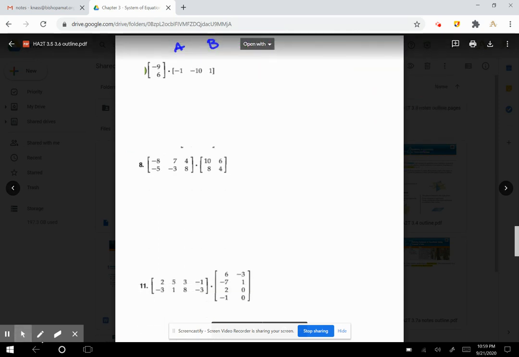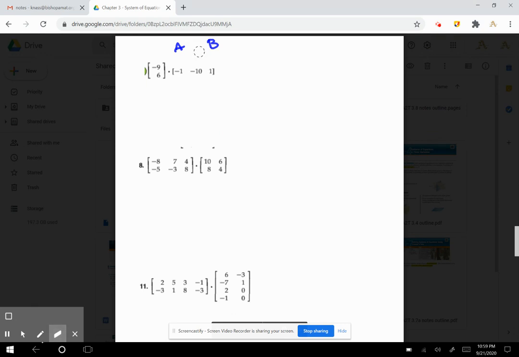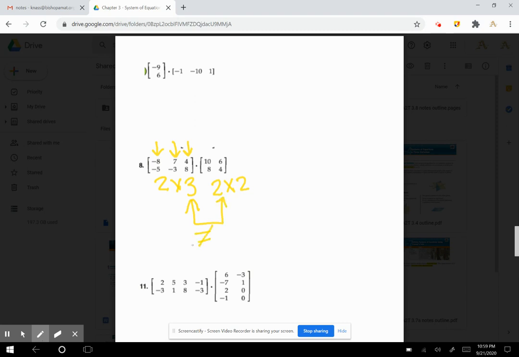Okay, 2 more. I'm going to first hop down to number 8. Okay, remember I always said check your dimensions first. So number 8, we have 2 rows by 3 columns. And then this matrix on this side is a 2 by 2. So if you check the center numbers, they do not equal. Therefore, you cannot multiply them. We call this undefined.